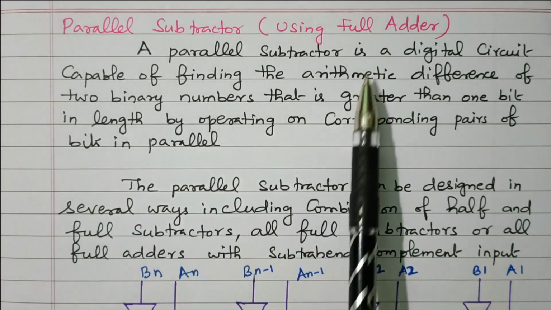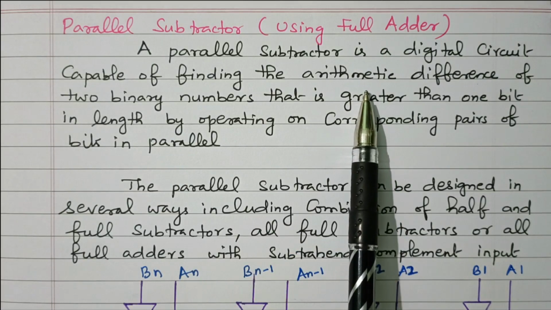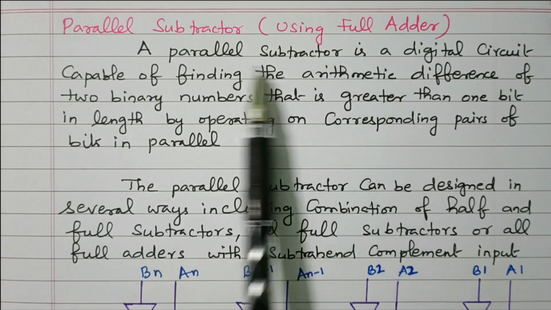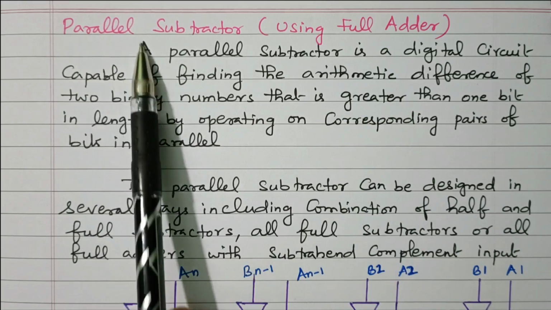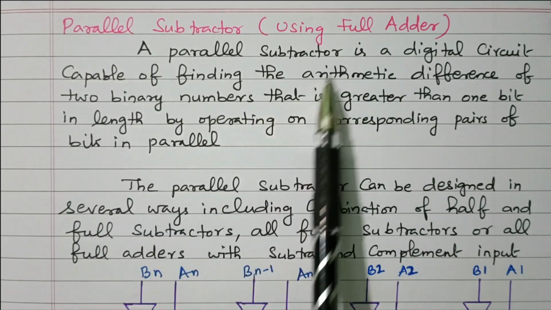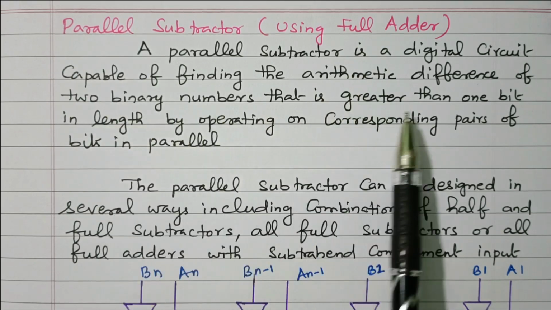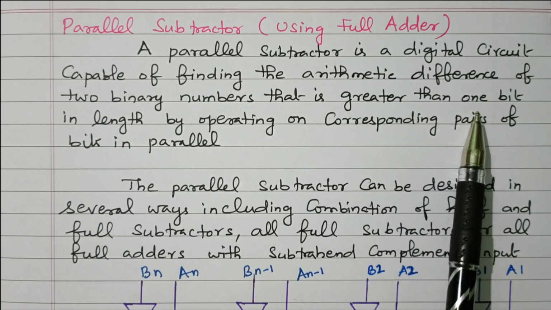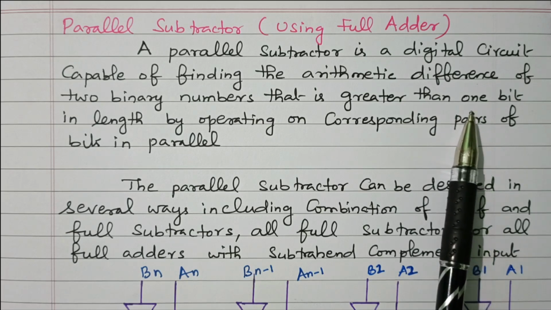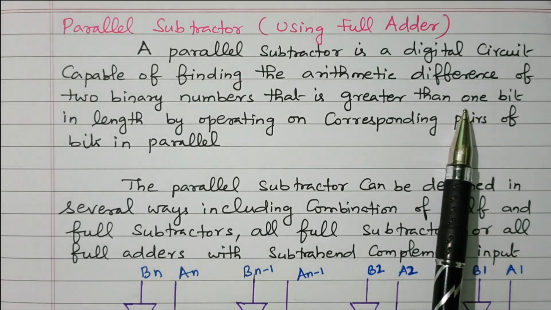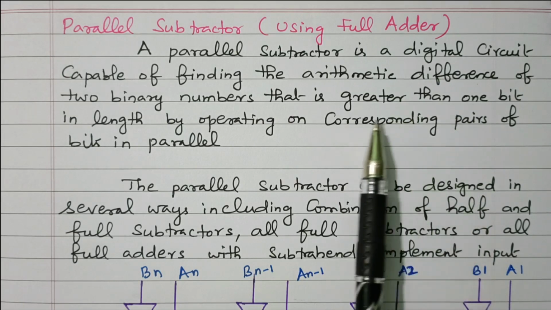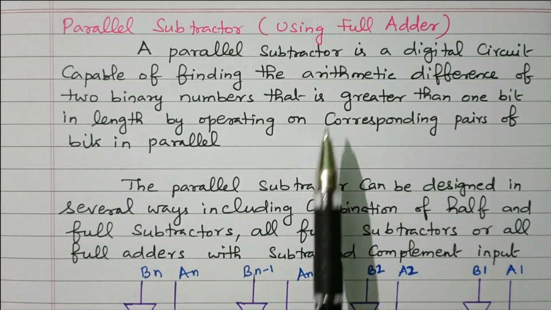So normally by using a full adder we can add 1 bit data. Two different 1 bit data can be added. If you want to perform the parallel subtractor, n number of full adders are used for two binary numbers having more than 1 bit. For example, if 4 bits are there, 4 full adders are used, and corresponding bits are added together. That's why it is called a parallel subtractor.